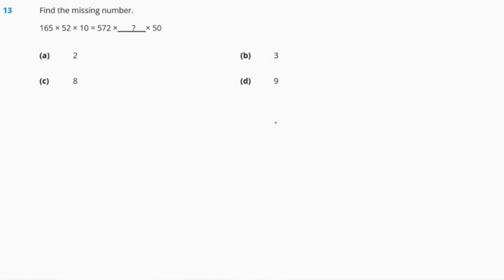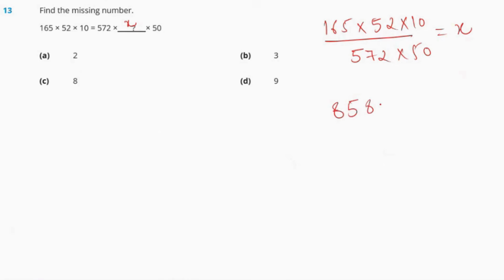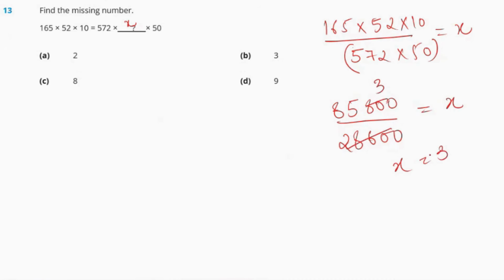Now, question 13. Find the missing number. Okay, so let us consider the missing number to be x. Now, in order to find the value of x, the equation will become 165 into 52 into 10 divided by 572 into 50 will give us the value of x, right? Now, if we calculate the upper one, the answer that we'll get is 85,800. Okay, and if we calculate the value of this, we will get 28,600. So this will give us the value of x. So the value of x will be 3. Okay, so x is equal to 3. So the right answer to the question will be option B.